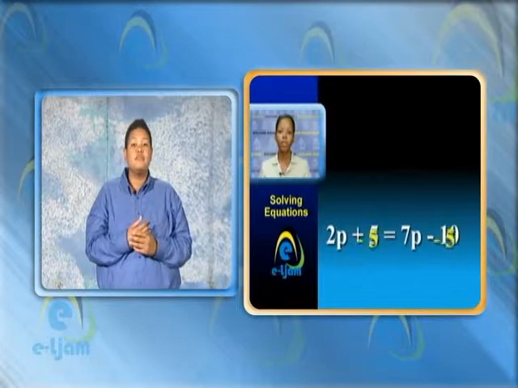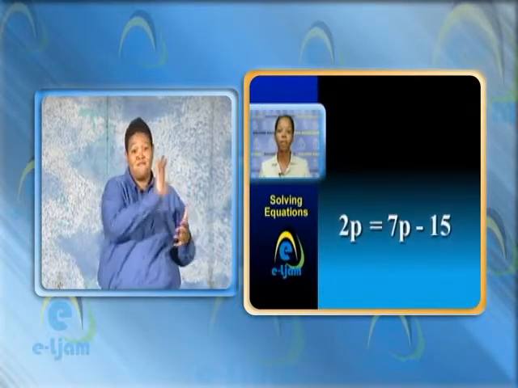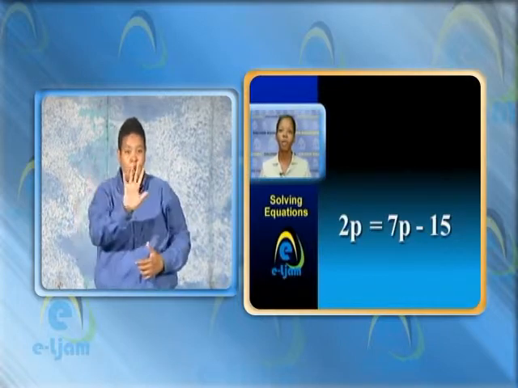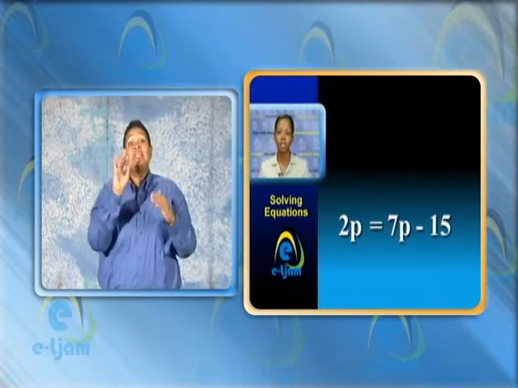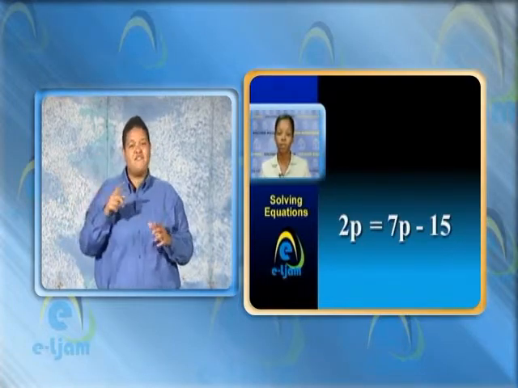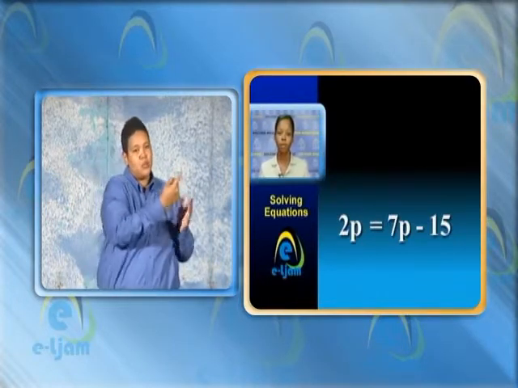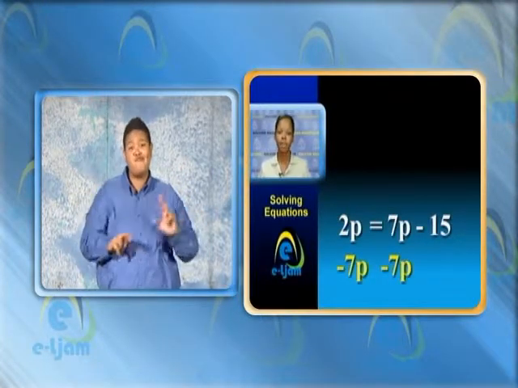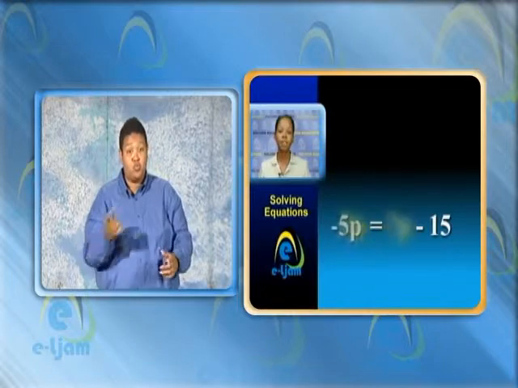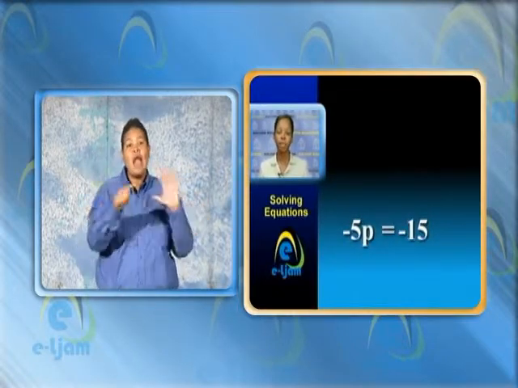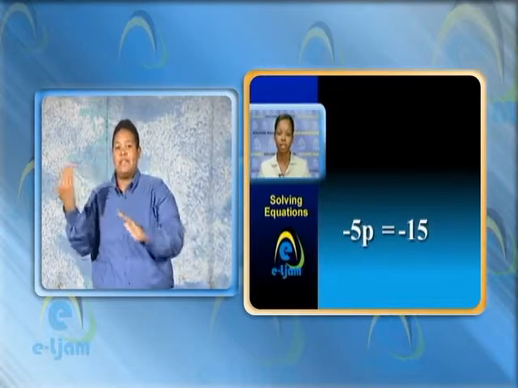So first, we subtract 5 from both sides. We now have 2p equals 7p minus 15, which means the left-hand side only has variable terms. We now have to deal with the right-hand side in the same manner. Subtracting 7p from both sides leaves us with negative 5p equals negative 15.